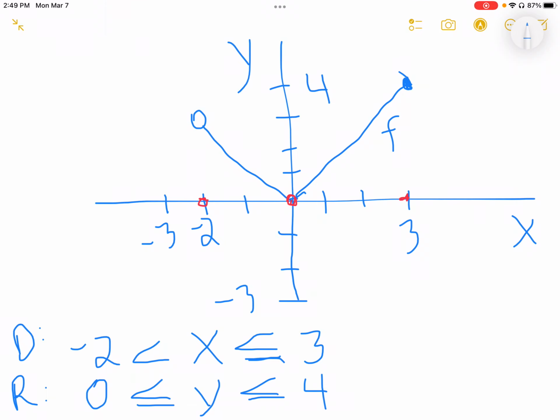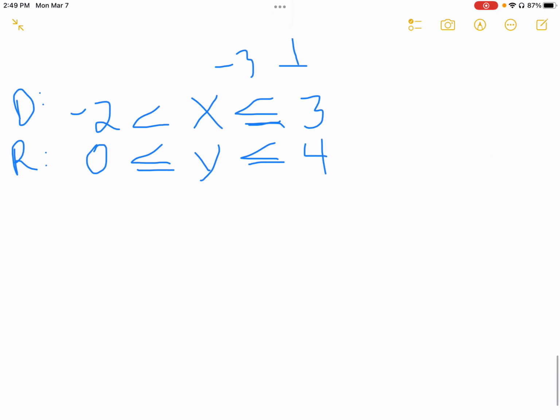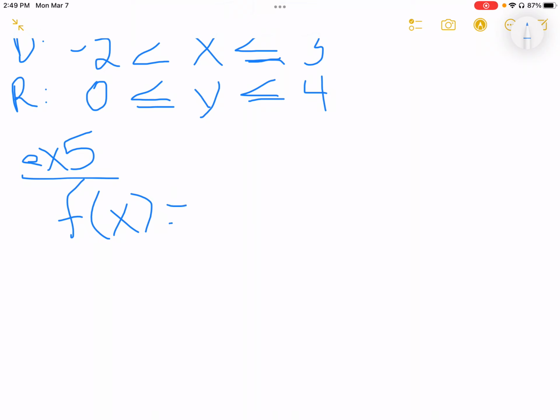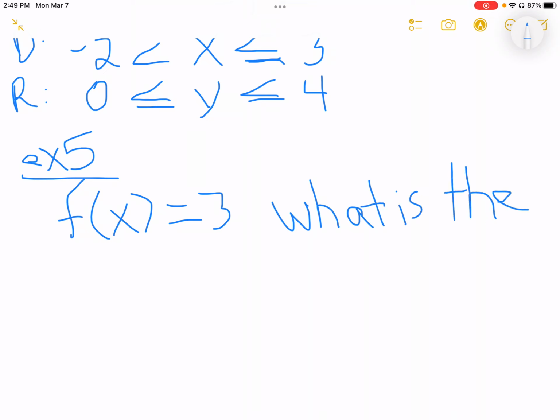Now, for an example real quick, where we have to actually state something here, we'll go to example 5 here. So example 5 said that f of x is equal to 3. And it says what is the domain? Okay, so domain, and then it says the range.